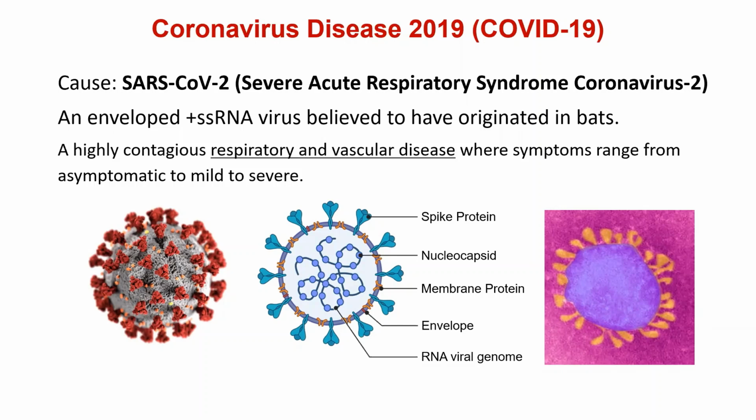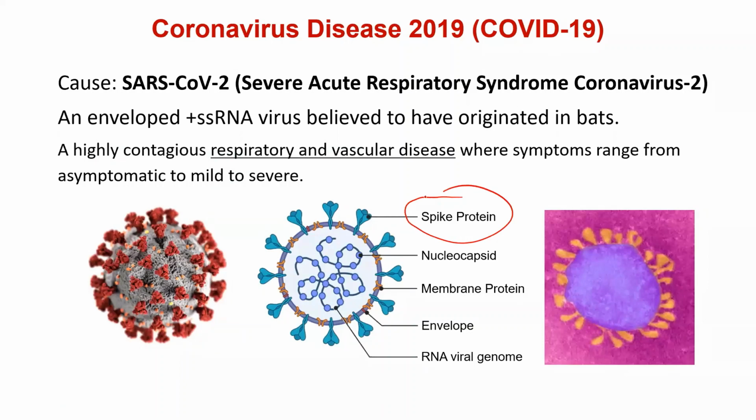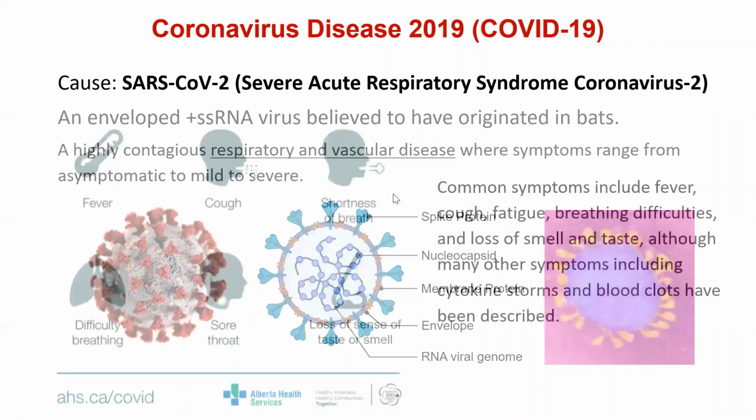So it's highly contagious. I mentioned it's respiratory, but also known to infect the vascular system, and the symptoms range all over the place. So there's a little image of the virus, and these little spike proteins here. Spike proteins are what many people are trying to make vaccines against, because we believe that's what the immune system will be able to recognize.